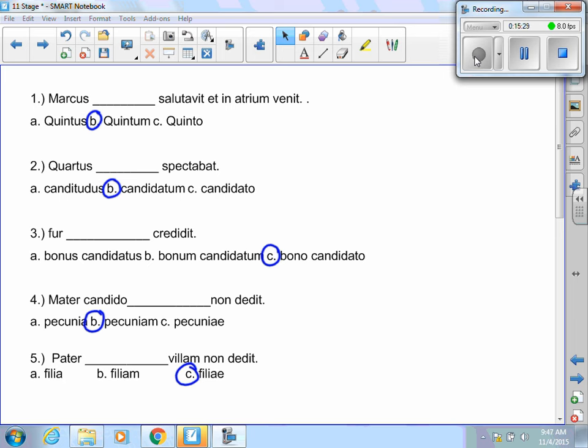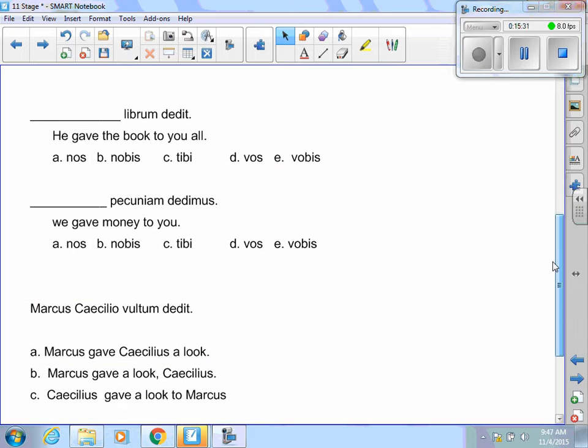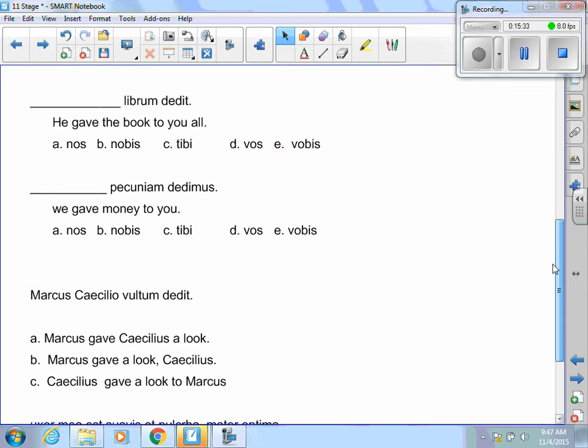Here's some more practice for you, so hit pause, try to answer some of these, and I'll give you the answers. In the first one, the translation is he gave the book to you all. I have he gave already up there with dedit. I have the book with librum, so I'm looking at to you all is what I'm needing to translate.